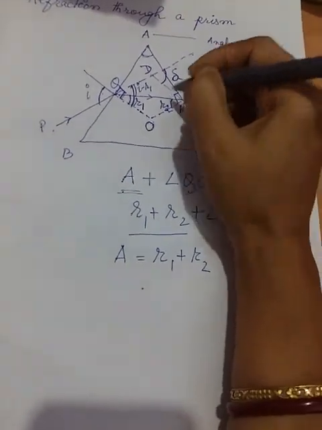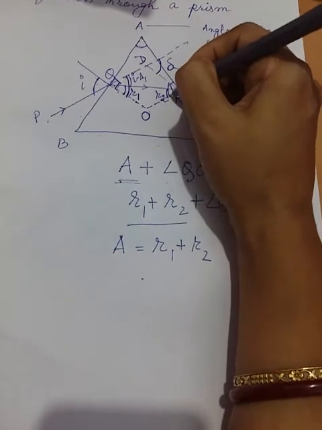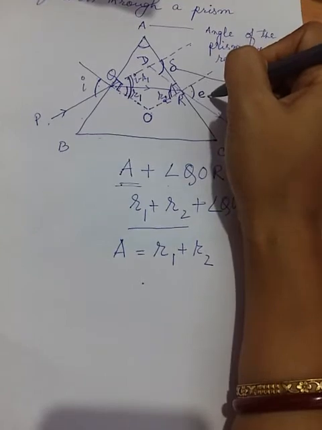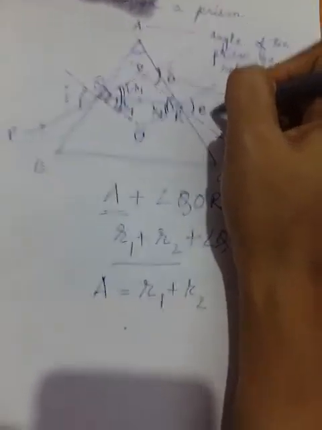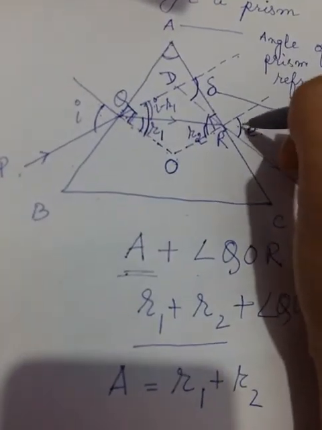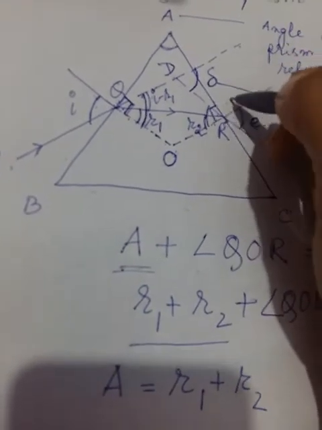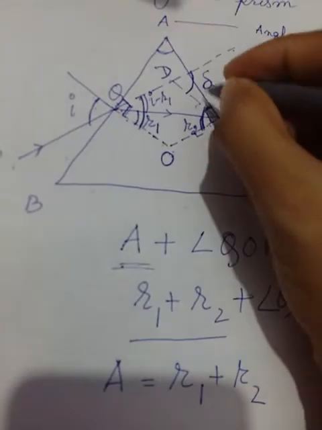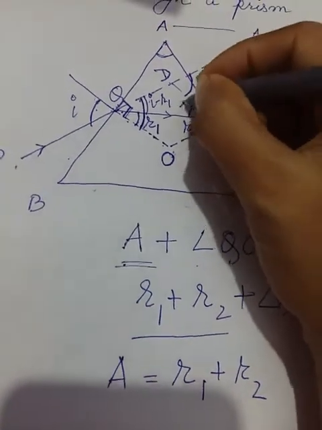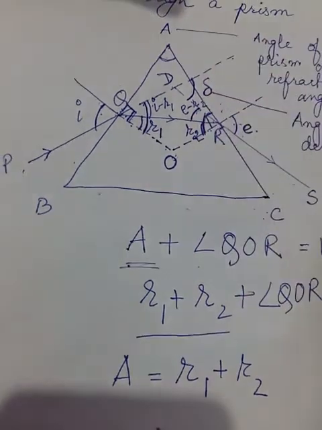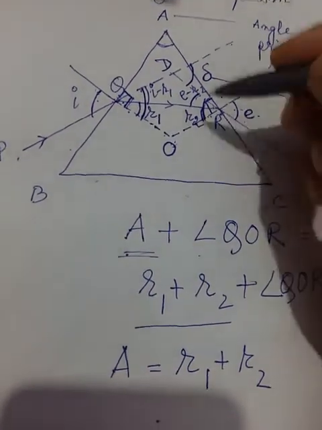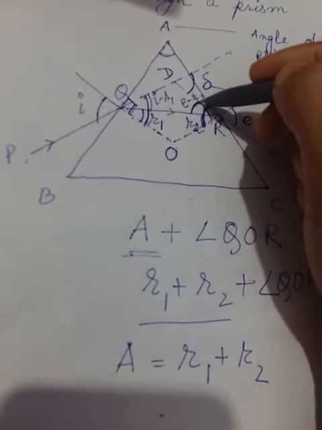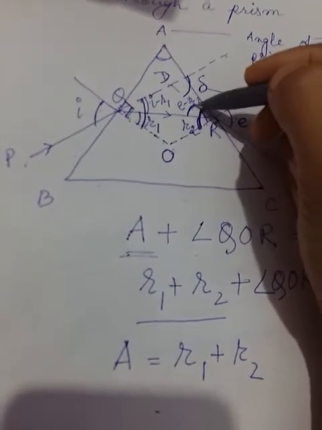Similarly, this angle and the whole angle is E, because they are vertically opposite angles. If they are vertically opposite angles, and this angle is E, then this whole angle is E. Then the remaining angle will be E minus R2. Total angle is E, this one is R2, so the remaining angle is E minus R2.